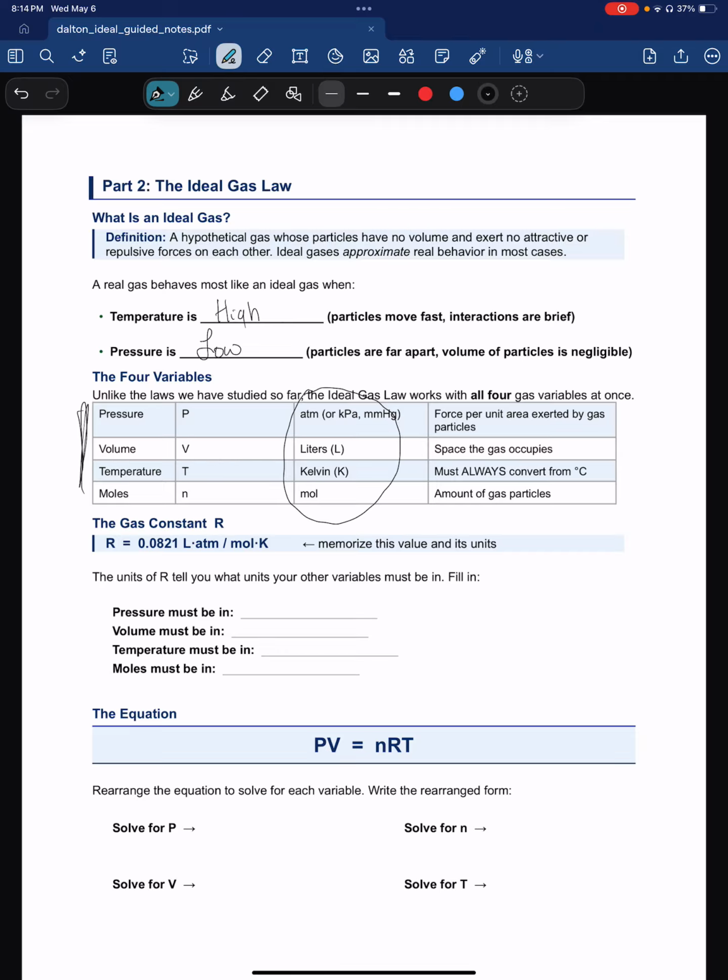I've also indicated over here on this end what each of these units means, what it measures. In the case of pressure, it's the force per unit area exerted by gas particles. In the case of volume, it's the space that it occupies. So these are things that you already know. We're going to add in a new constant here, and that's called the gas constant. It's denoted by a capital R.